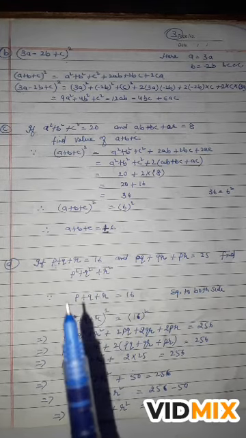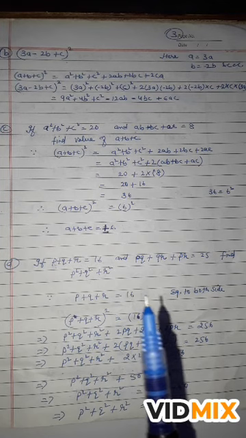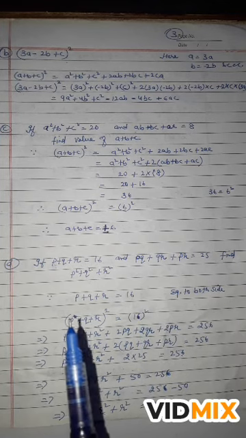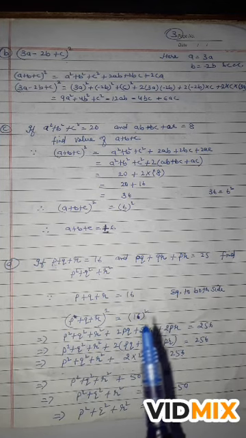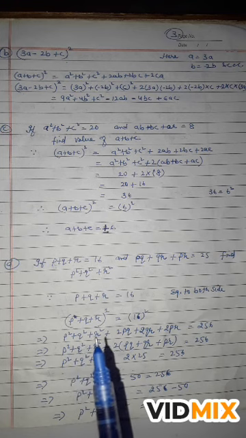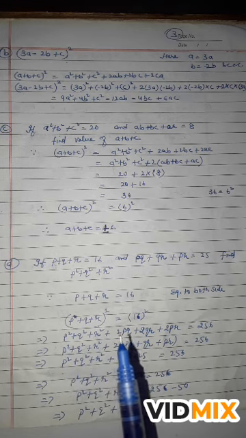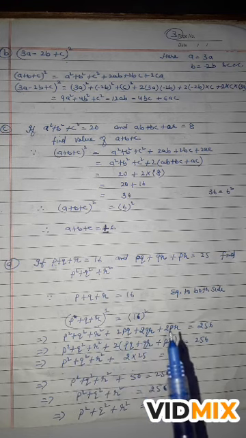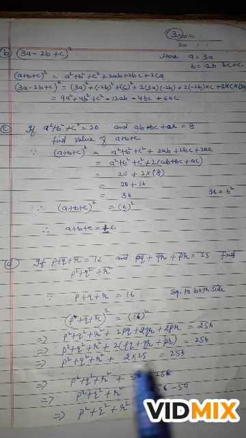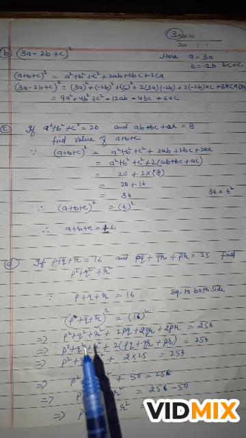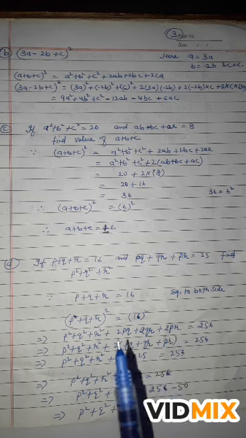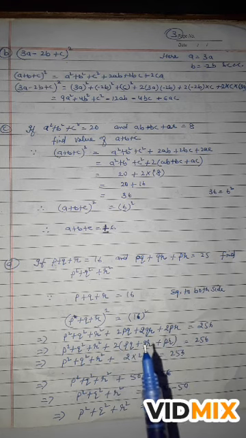We take the first part, p plus q plus r is 16. We take the square on both sides: (p plus q plus r) whole square equals 16 squared. p square plus q square plus r square plus 2pq plus 2qr plus 2pr equals 256. Here we take 2 as common, so p square plus q square plus r square plus 2 into (pq plus qr plus pr) equals 256.